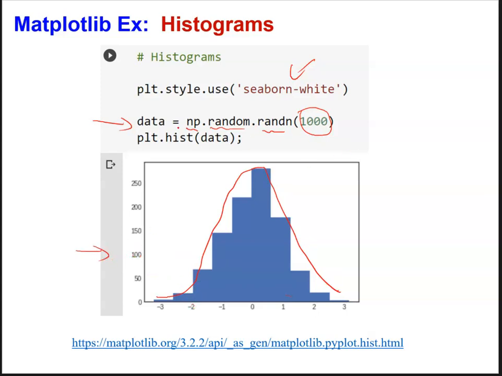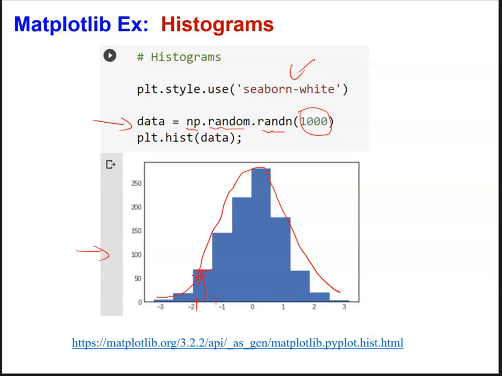So this is continuous data, right? And the height of the histogram is basically giving you the frequency of that particular range, which we call a bin, right? So you can change the number of bins. We'll see how to do that in the next slide.